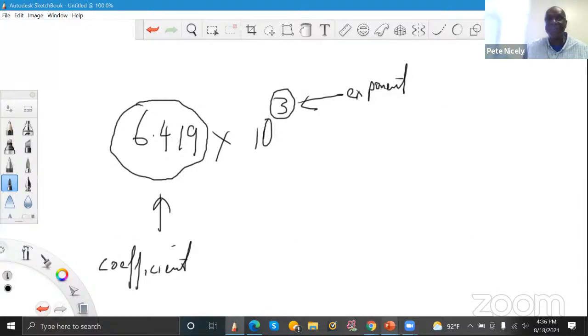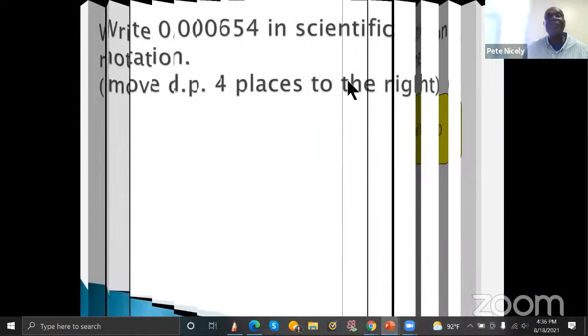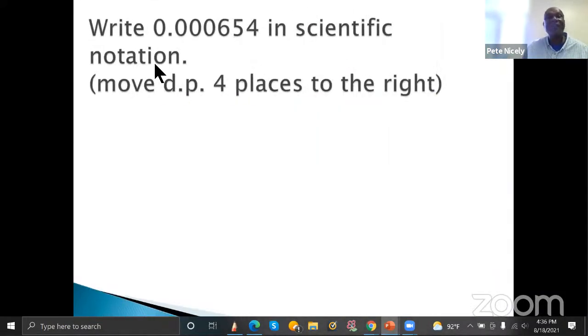Okay, so let me get back to the PowerPoint here. So here is another example. In this case, you're asked to write down 0.000654 in scientific notation. In this particular case, you want to get the decimal point to between the 6 and the 5.